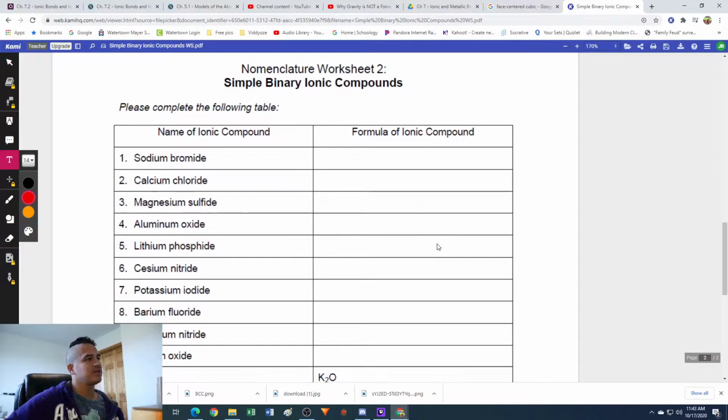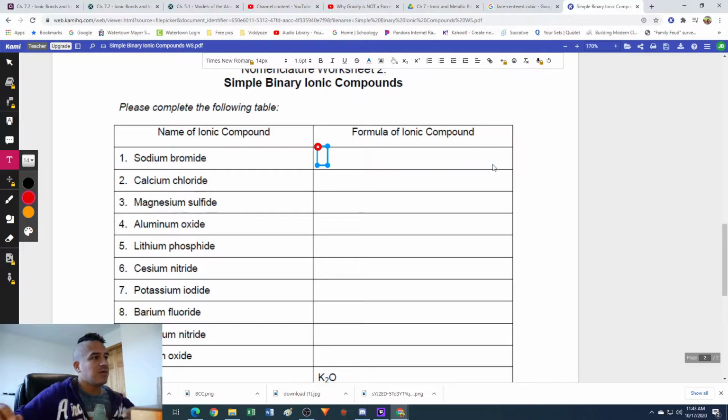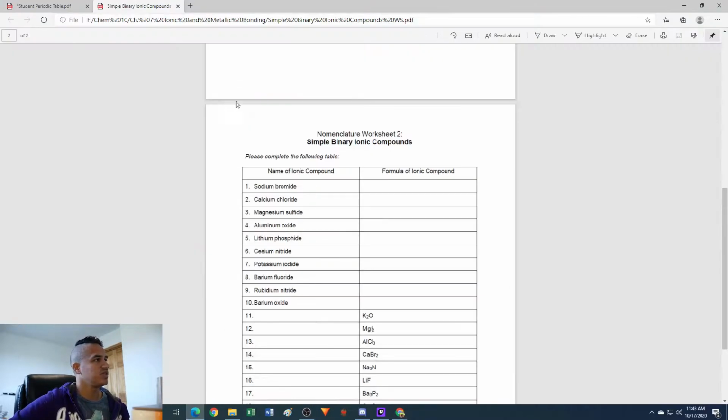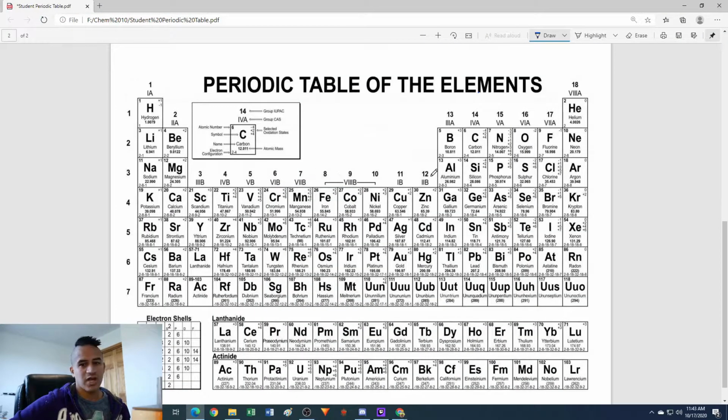All right, so let's take a look at some examples here. Okay, so starting out with number 1, it says, name of the ionic compound is sodium bromide, formula of ionic compound. So they want us to write the formula for sodium bromide. Now, the first thing I'm going to do is find sodium and bromine on the periodic table. I'm going to find their element symbols and what charges they make as ions before we then put these together as a compound.